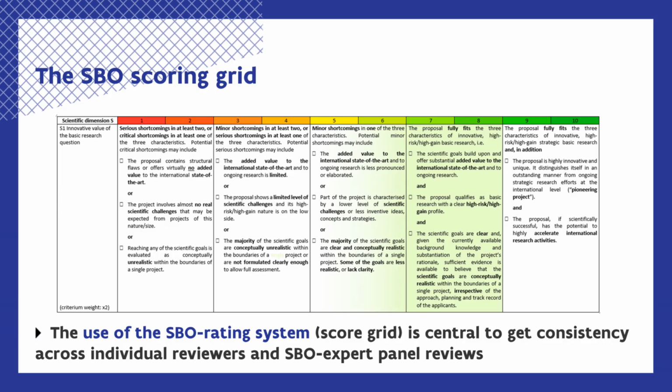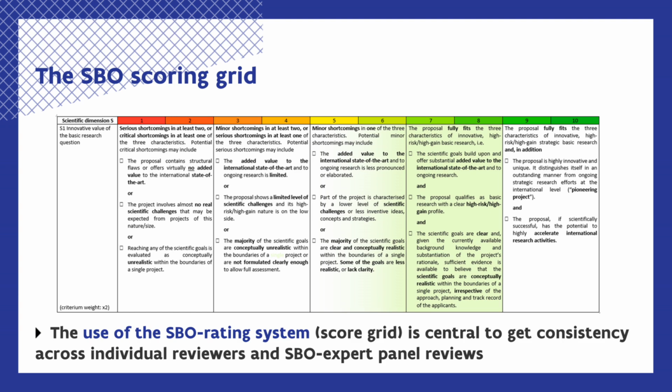All criteria are scored on a scale from 1 to 10, and a score of at least 6 is required on each of the criteria for the proposal to be eligible for funding. Central to a consistent scoring over all SBO projects is the SBO scoring grid available on the website. All evaluators are expected to adhere to the scoring grid as closely as possible.